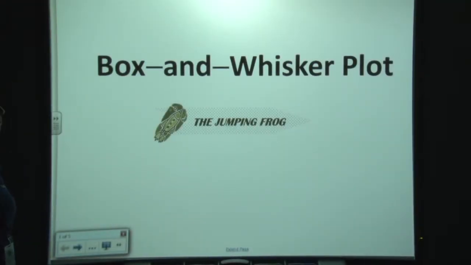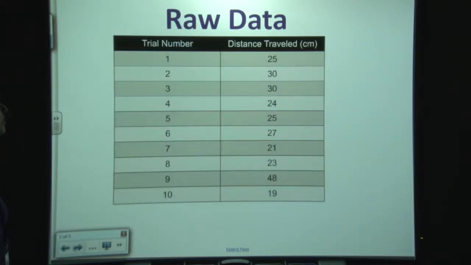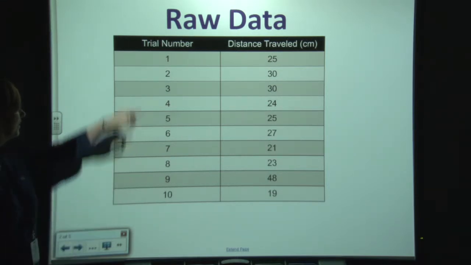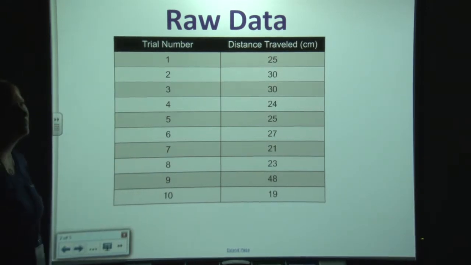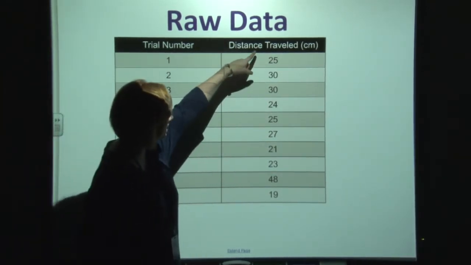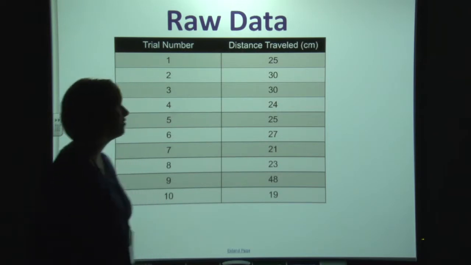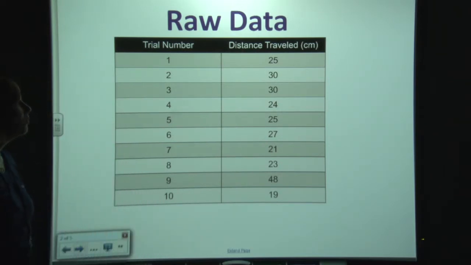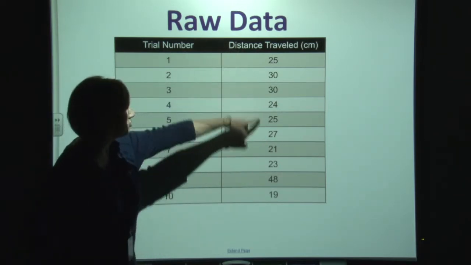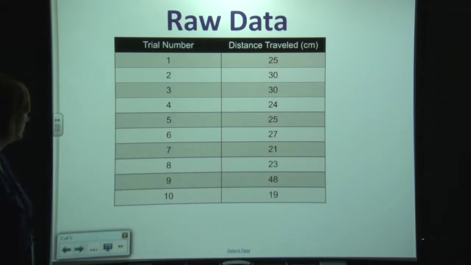Today's tutorial is on the box and whisker plot, which we will be doing as part of the jumping frog lesson in the force and motion unit. So we begin by taking some raw data using one of the frogs. This is the medium-sized frog, and the trial number is one of the variables that will be on the left side that we record. And you're going to be jumping the frog and recording the distance traveled in centimeters on the right. We are only going to be using this distance traveled data in order to construct the box and whisker plot.